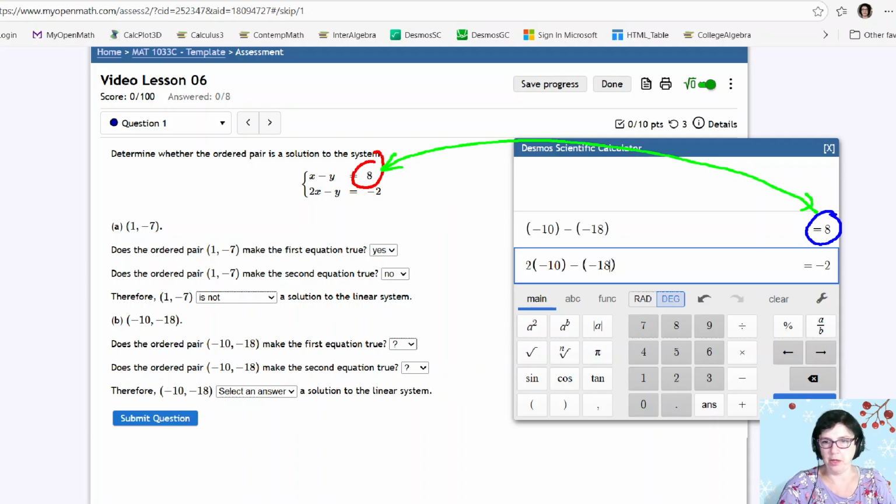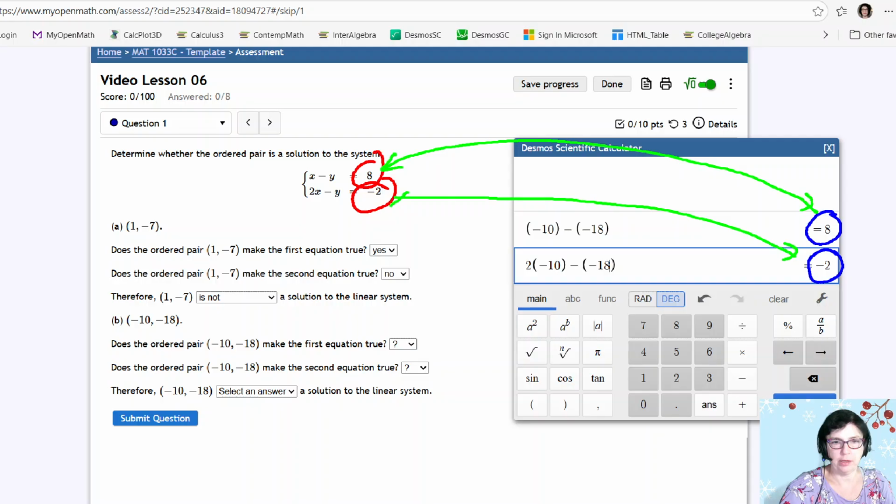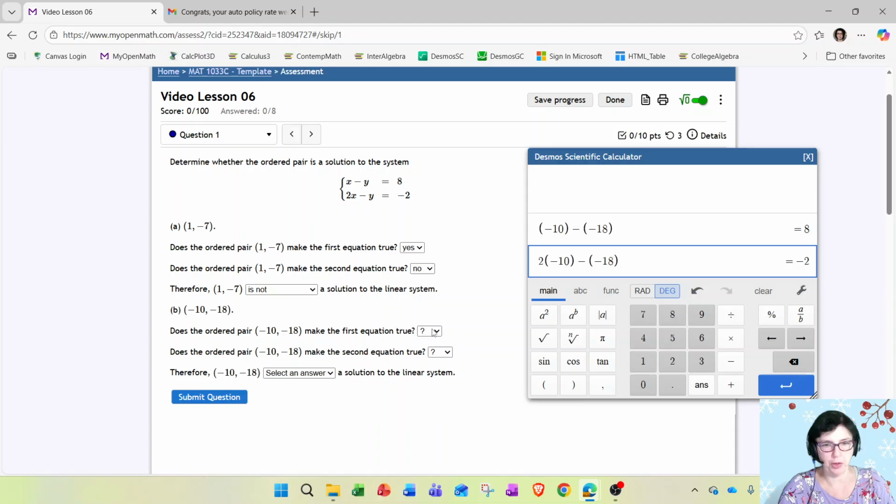Okay, then we're going to repeat the same thing for the second equation. So this is our left-hand side when we plugged in x and y, and then this is our right-hand side. And are they the same? Yes. So since they're both the same, that means that this ordered pair is a solution. So we're going to say yes and yes, which means this is a solution.